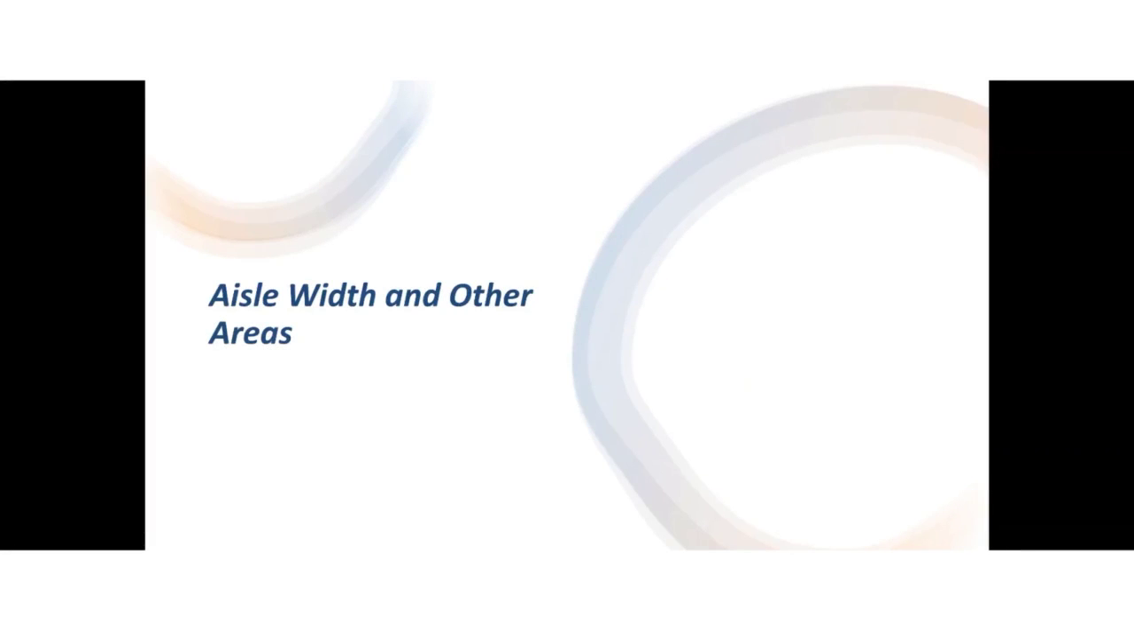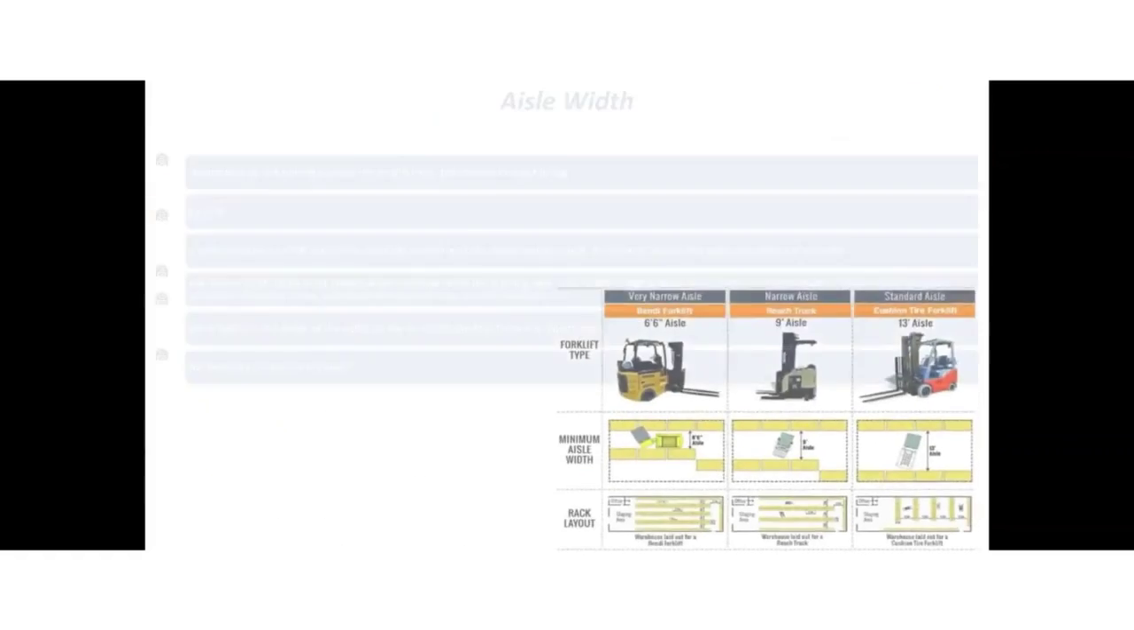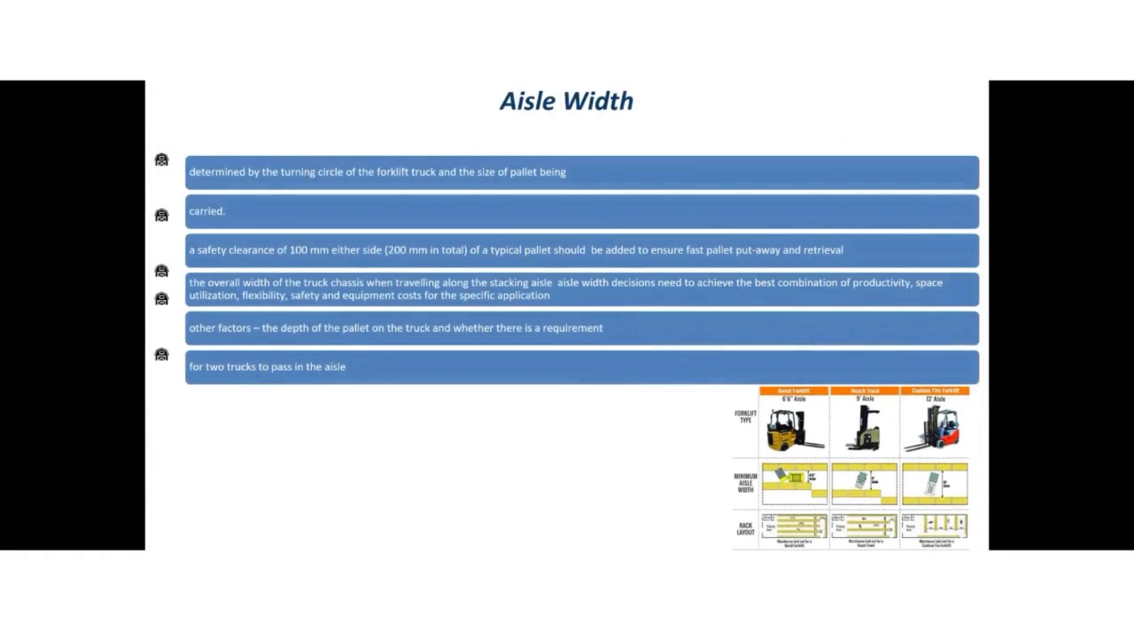A crucial aspect of warehouse layout is aisle width. This is the distance between pallets and adjacent racks. To ensure safety, we need to calculate the distance between the pallets once they have been put onto the racks. The aisle width is determined by the turning circle of the forklift truck and the size of the pallet being carried.